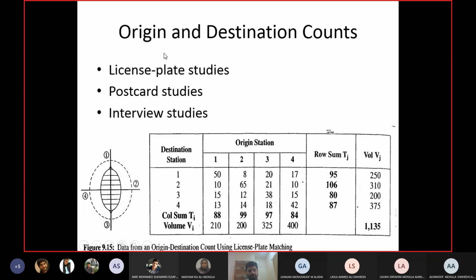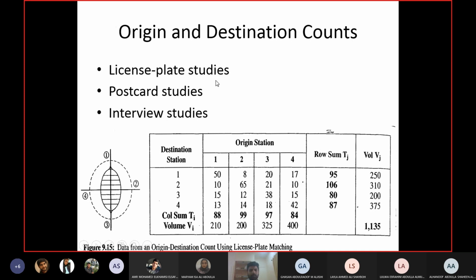First of all, we will discuss origin and destination studies. What do we mean by origin and destination? Origin means the start of your trip, destination means the end of your trip. So these are studies in which you are trying to find out the origin of the trip and the destination of the trip. Origin destination studies can be done in three ways: license plate studies, postcard studies, and interview studies.